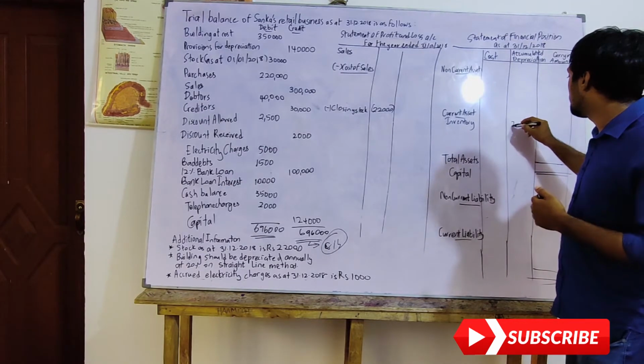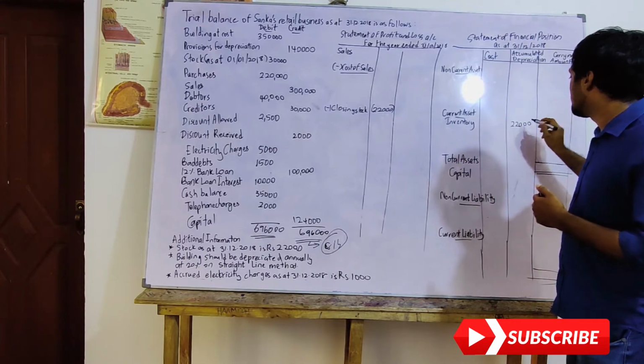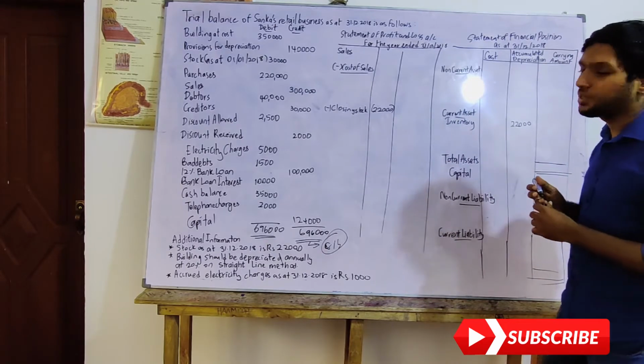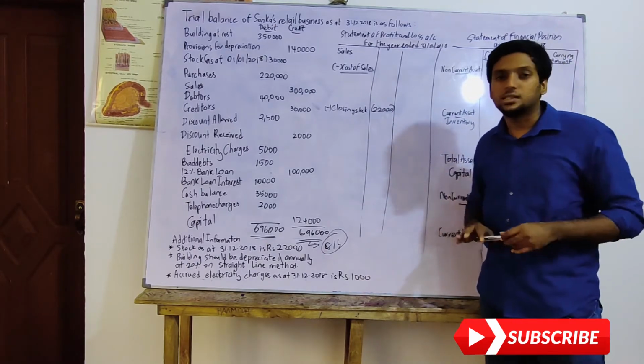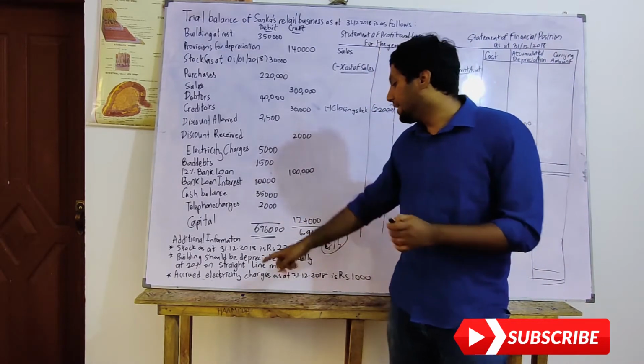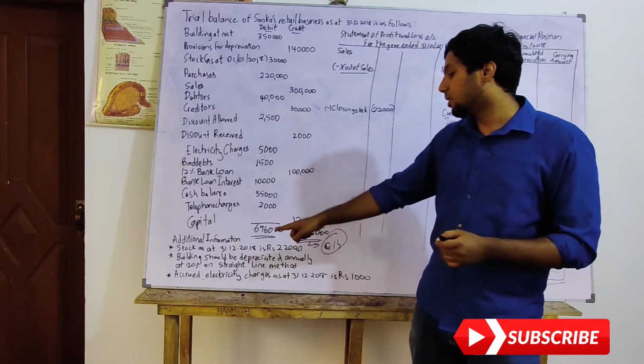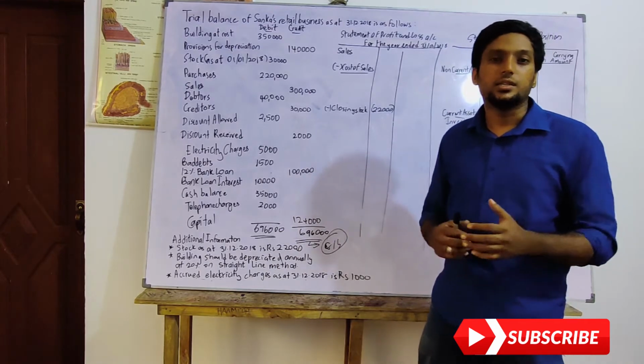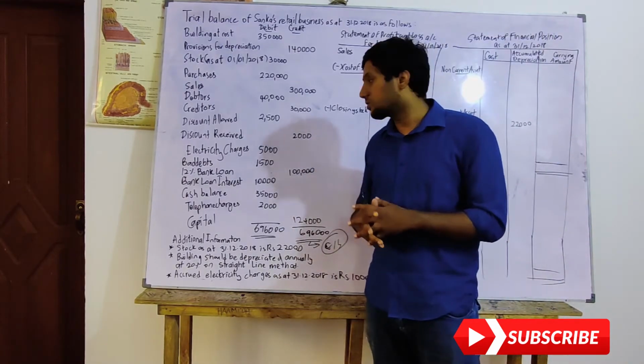So here inventory is 22,000. This is the inventory which I have taken as closing stock under cost of sales. That's the first adjustment, the basic adjustment. So let's move on to the second adjustment. They are saying that building should be depreciated annually at 20% on the straight line method. So how do we depreciate building on the straight line method?